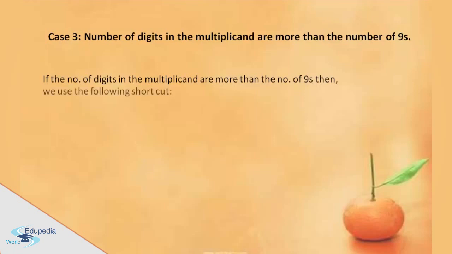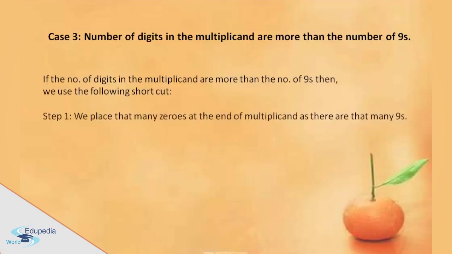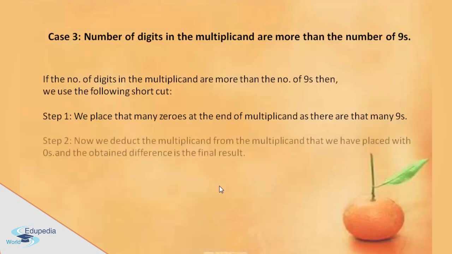As the first step, we have to place that many zeros at the end of the multiplicand as there are 9s in the series of 9s. Now coming to step number 2, we have to deduct the multiplicand from the multiplicand that we have placed with zeros at the right side, and the difference that we get by doing the subtraction is considered as the final result. So these are the two steps that we have to follow when using the case number 3 shortcut, and this can be understood more clearly through an example.